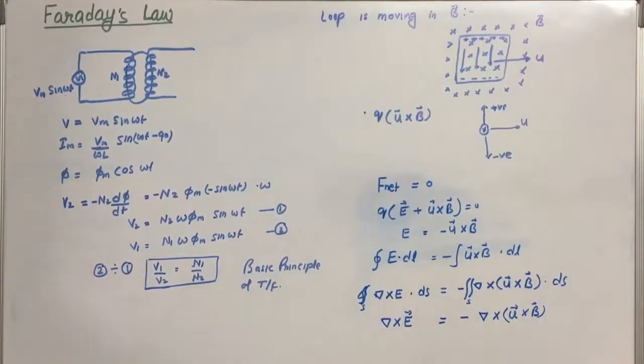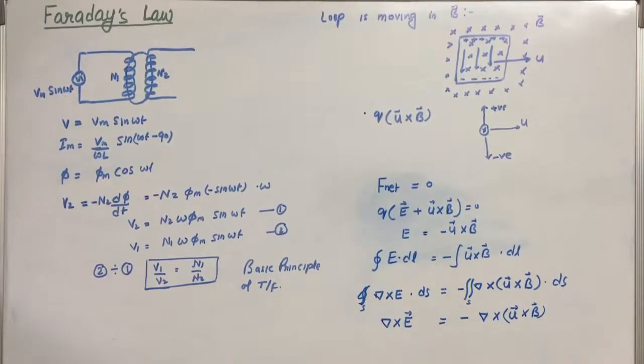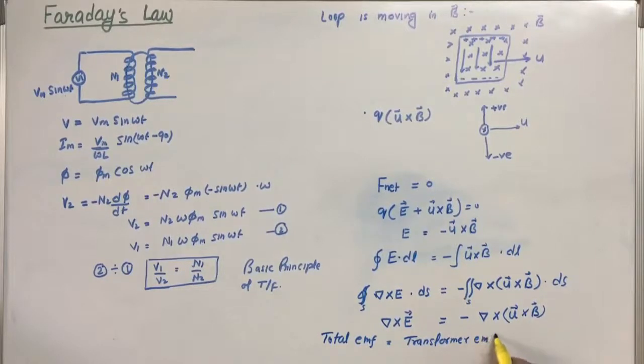It is called the motional EMF because this is the EMF induced in the conductor by virtue of its motion inside the magnetic field. And from here we can write that the total EMF will be equal to the transformer EMF plus motional EMF.